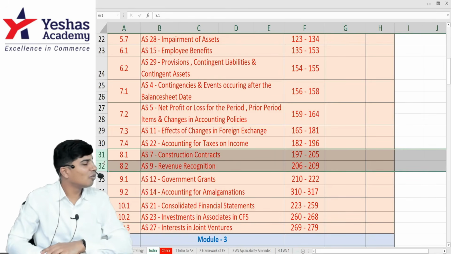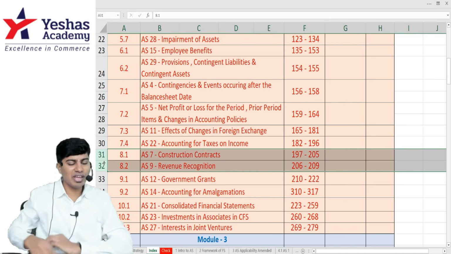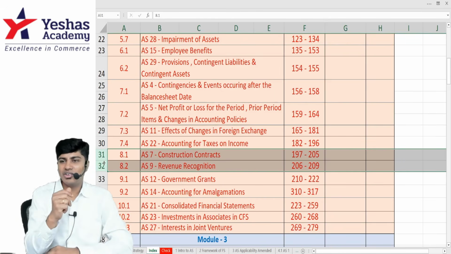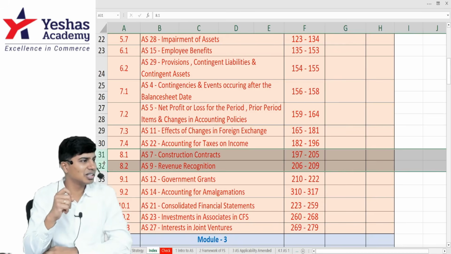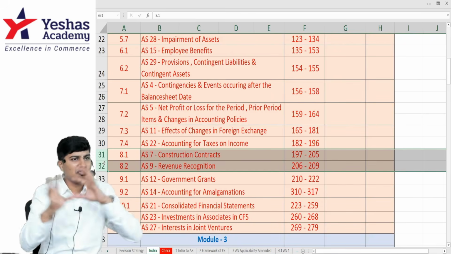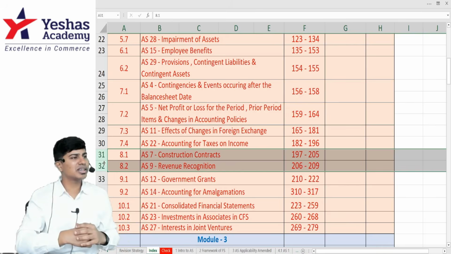Accounting Standard 7, what does the name say? Construction. Very good. Then we have Accounting Standard 9, Revenue Recognition. What is AS9 Revenue Recognition? AS9 will tell different varieties of sale, when to recognize revenue.